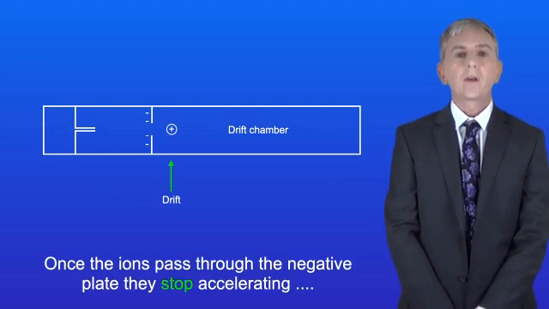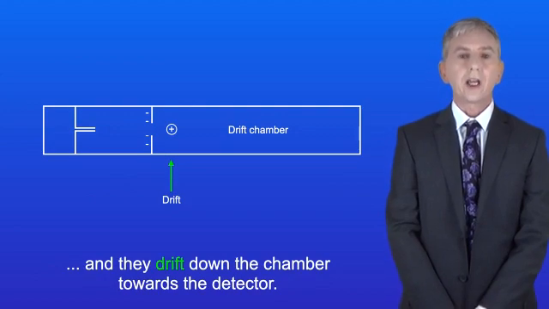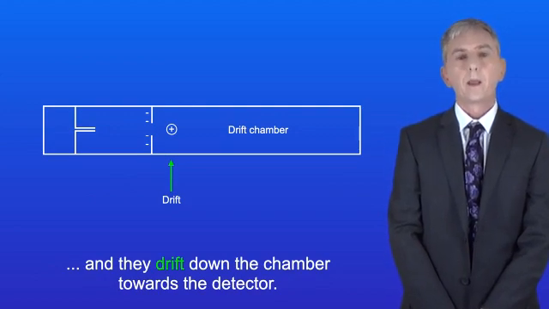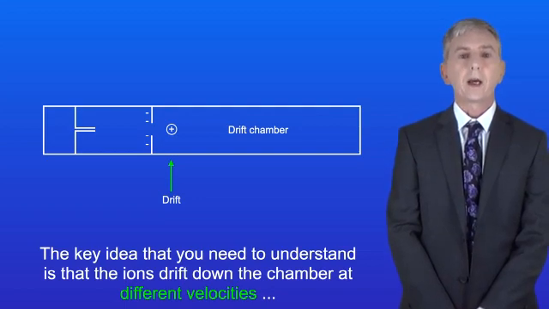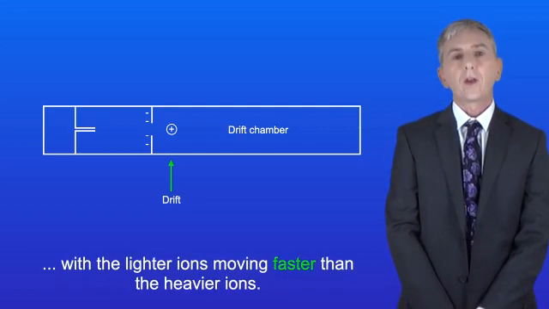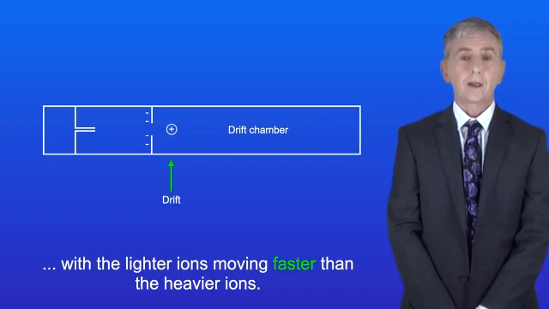Once the ions pass through the negative plate, they stop accelerating and they drift down the chamber towards the detector. Now, the key idea you need to understand is that the ions drift down the chamber at different velocities, with the lighter ions moving faster than the heavier ions.